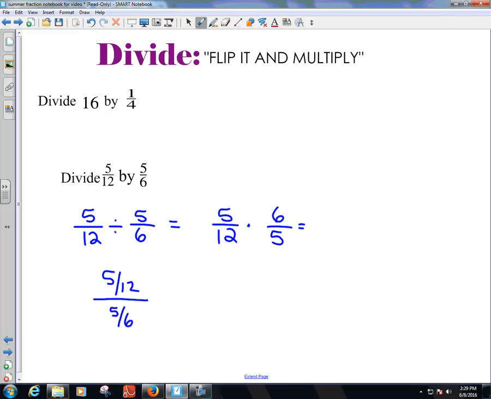Now, some people will skip this step altogether. And they'll say, well, I've got this 5 and this 5. They're going to cancel each other out, because in that next step, I would divide it out of both the top and the bottom. And you might even say, I can also take 6 and 12 and cancel those out because 6 goes into 12 2 times. So now I've got a 1 here, a 1 here, and a 1 here. I'm going to multiply straight across the top. 1 times 1 equals 1. And in the bottom, 2 times 1 gives me 2. So you have a couple of different ways to approach these different things.